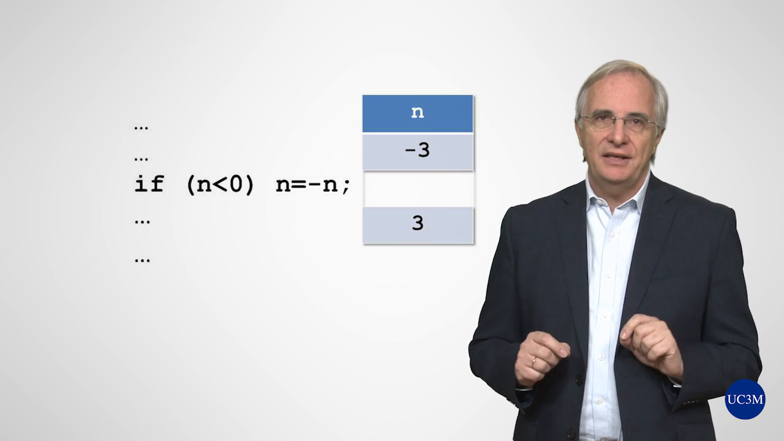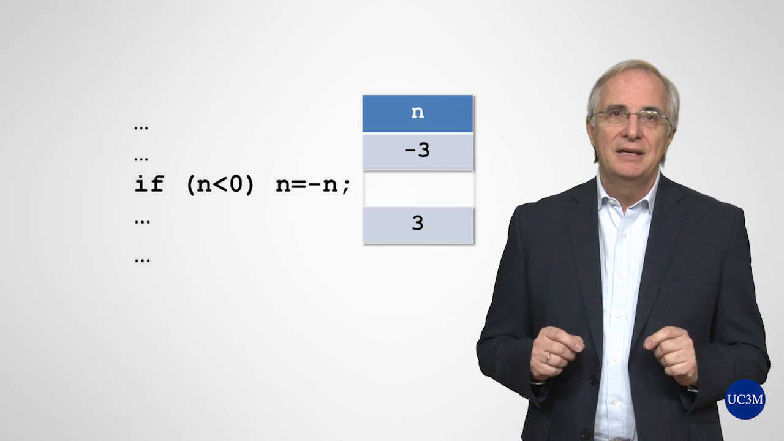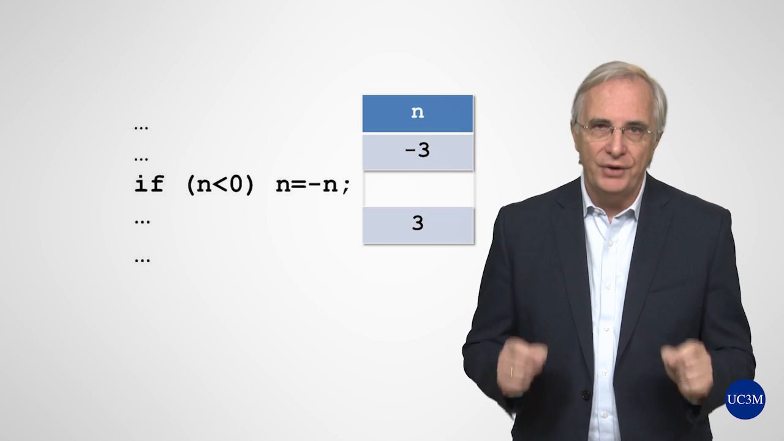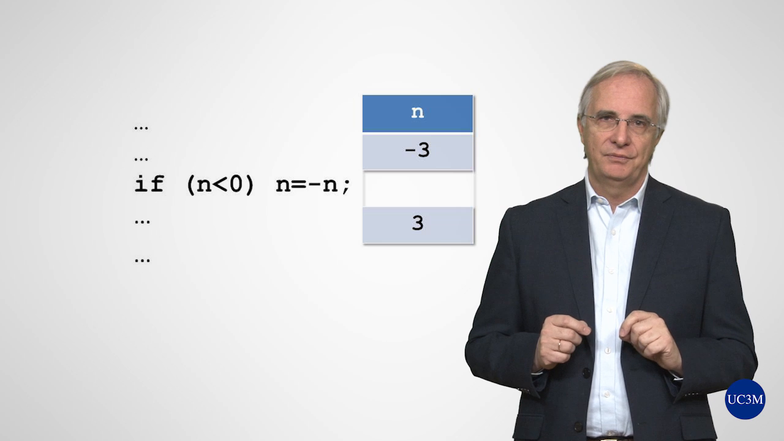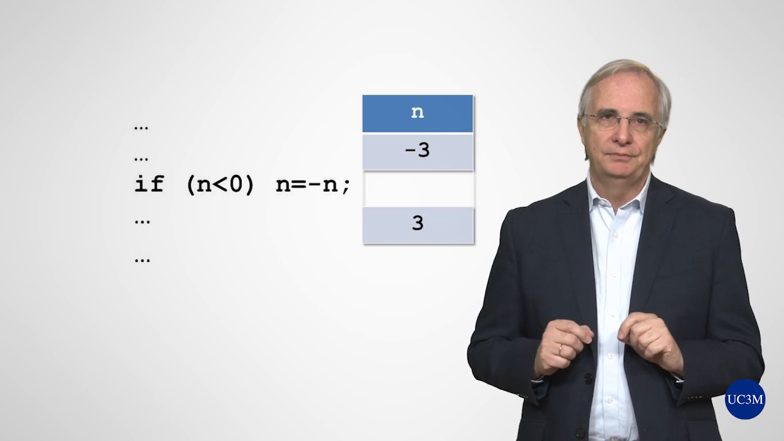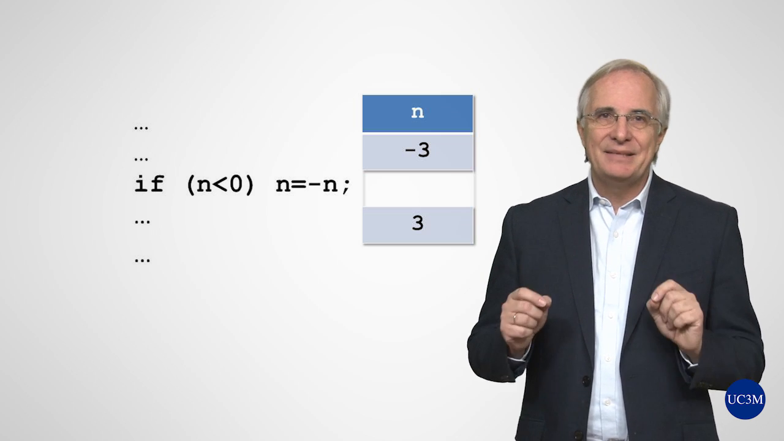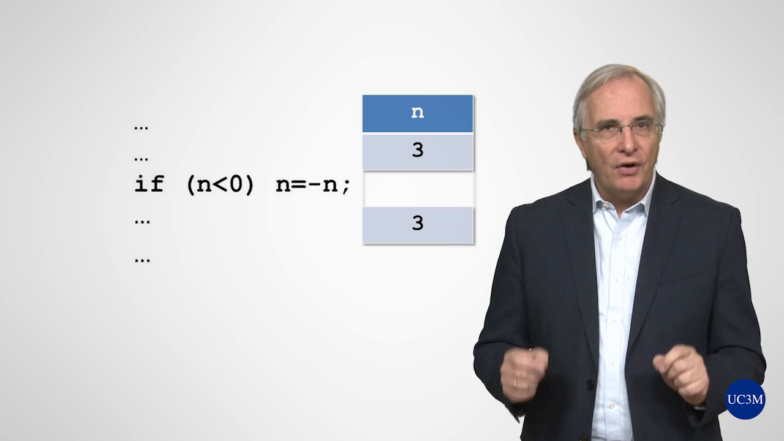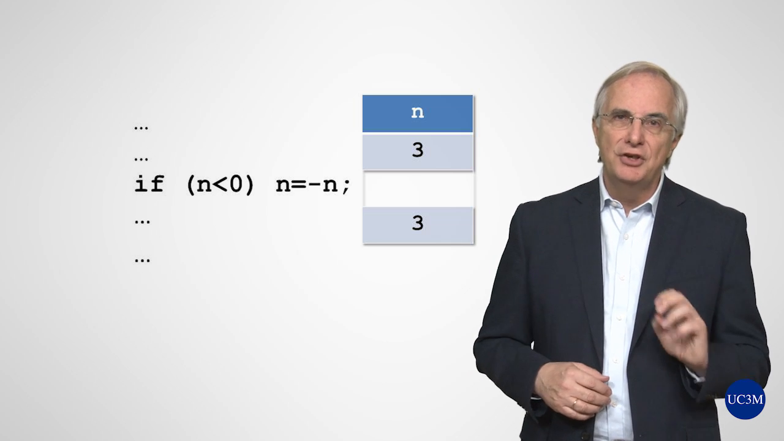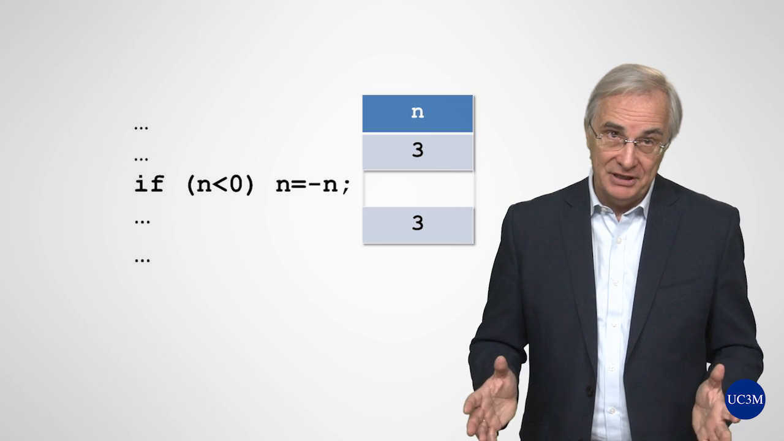So if n is negative, like minus 3 in this example, before execution of the conditional statement, it becomes positive, 3, after the execution. We have executed the assignment statement because the condition was true. However, if n is positive, the condition is false, and the assignment statement is not executed. We get what we wanted, that n is positive at the end.